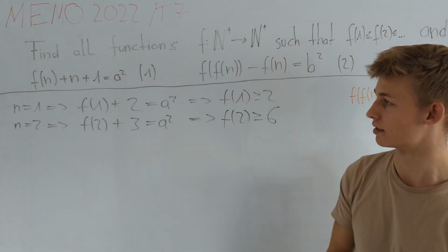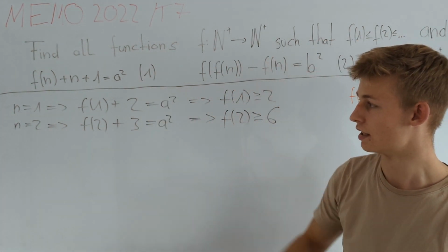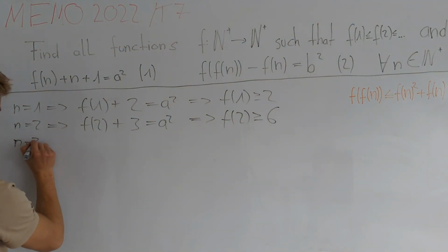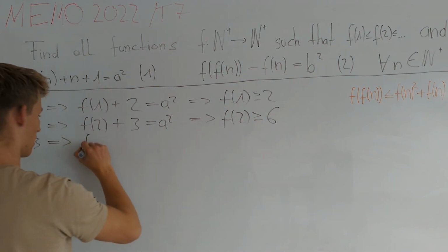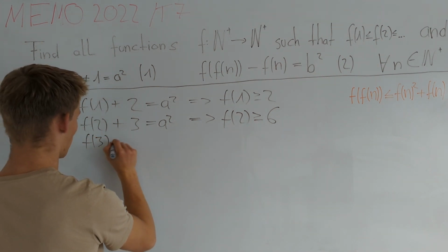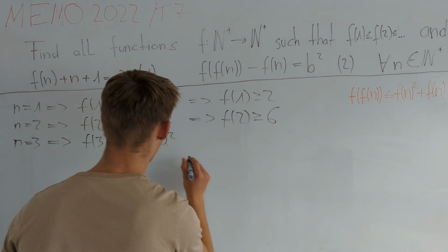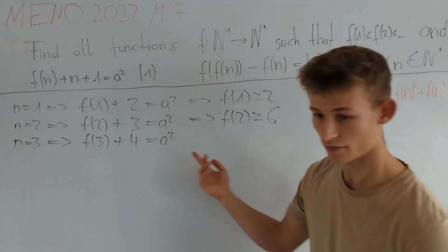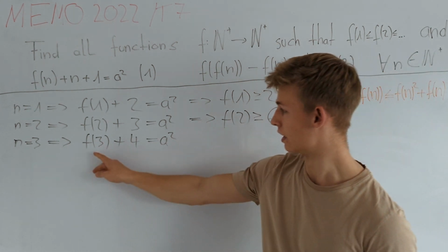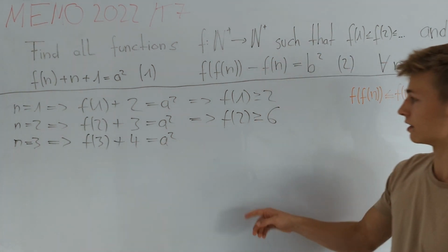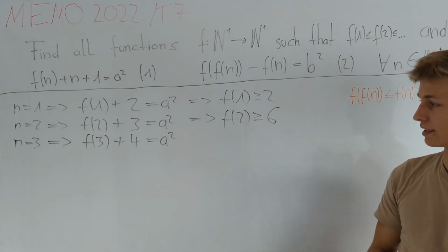Now, let's plug in a last value for n in the equation and take n equals 3. This gives us that f(3) plus 4 is equal to another a squared. And here with the same argument, we have that f(3) is greater than or equal to f(2), and f(2) is greater than or equal to 6.